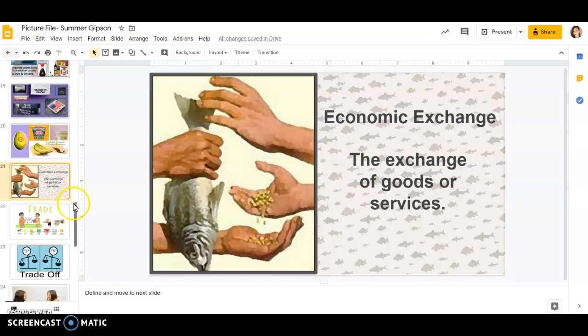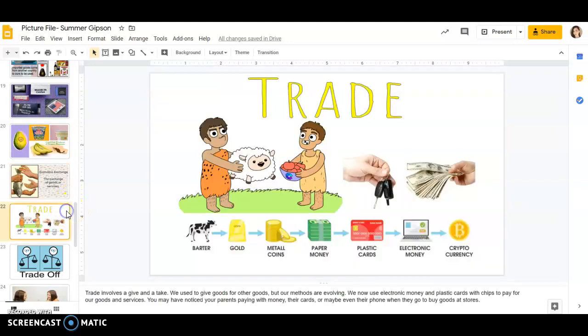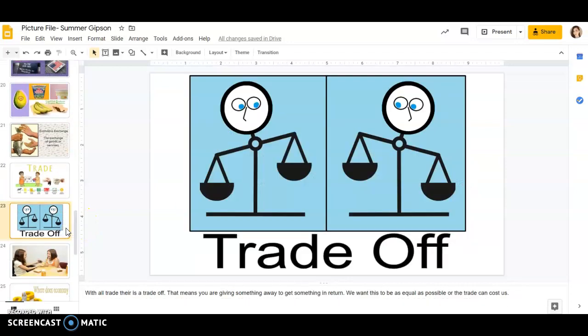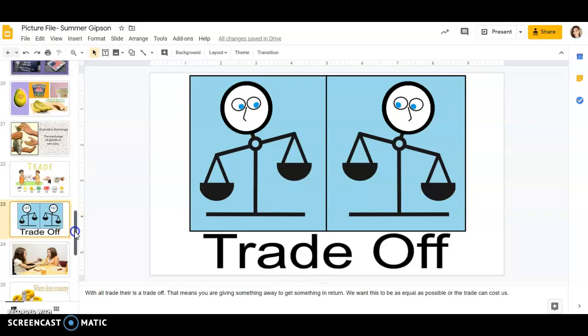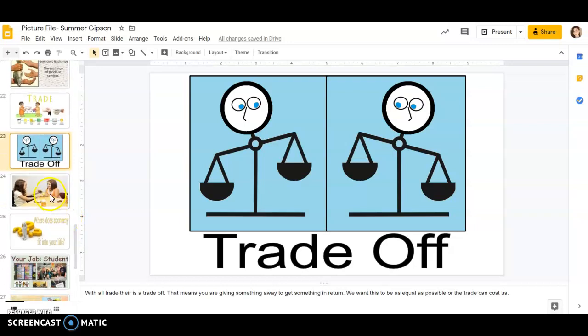And then we talk about economic trade, and then we talk about trade-offs and the different ways that we've come to trade goods. So in this slide, we barter, then we used gold, coins, paper money, and now we're going into plastic, crypto, electronic money. And again, those are trade-offs. So whenever we go to trade off something, you take something and you want it to be equal to what you're giving. That's why we have a symmetrical little picture there.